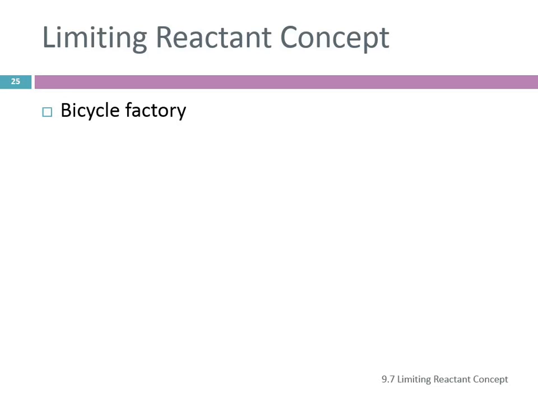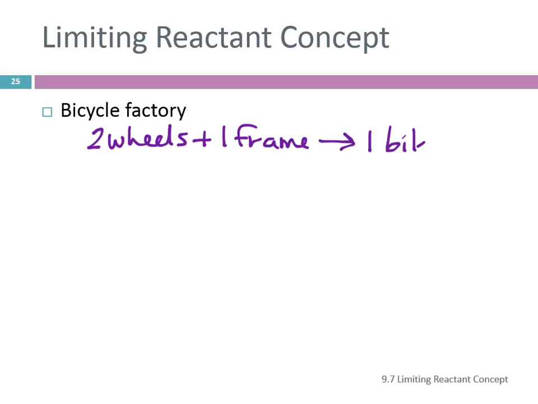And we're going to say that in order to make a bike, you need 2 wheels and 1 frame. And that makes 1 bicycle. I'm going to write bike because bicycle's too long. 2 wheels and 1 frame. Okay? So if I have 50 wheels, how many bicycles can I make?